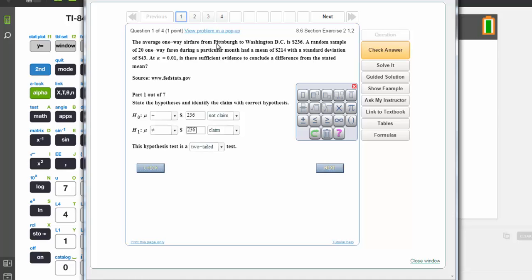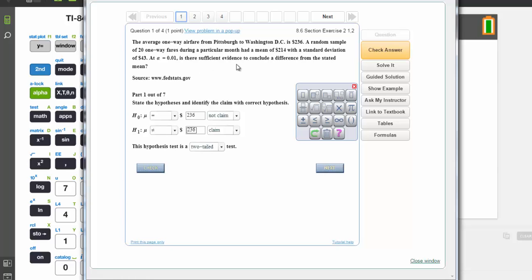The average one-way fare from Pittsburgh to Washington, D.C. is $236. A random sample of 20 one-way fares during a particular month had a mean of $214 with a standard deviation of $43. At alpha equal to 0.01, is there sufficient evidence to conclude a difference from the stated mean?